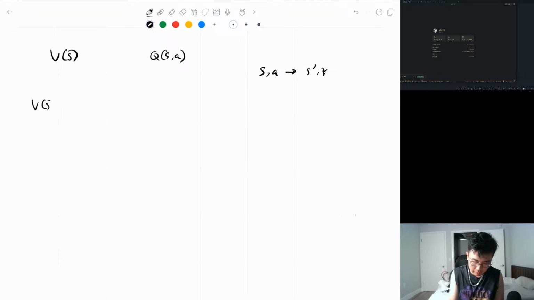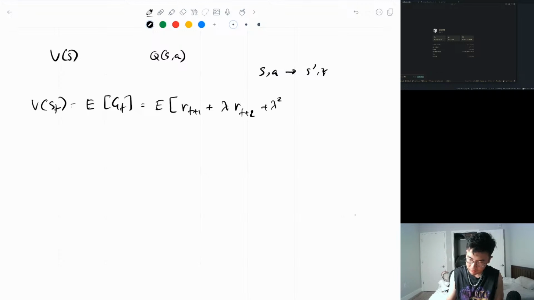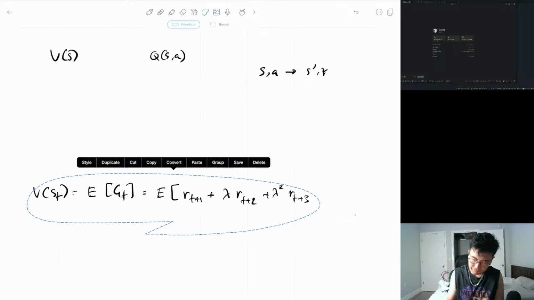The formal way to write this is V of s_t equals the expected return, where return is simply the sum of discounted rewards. So you get reward r_{t+1}, plus a discount factor times r_{t+2}, plus the discount factor squared times r_{t+3}, and so on. Let's run through an example.